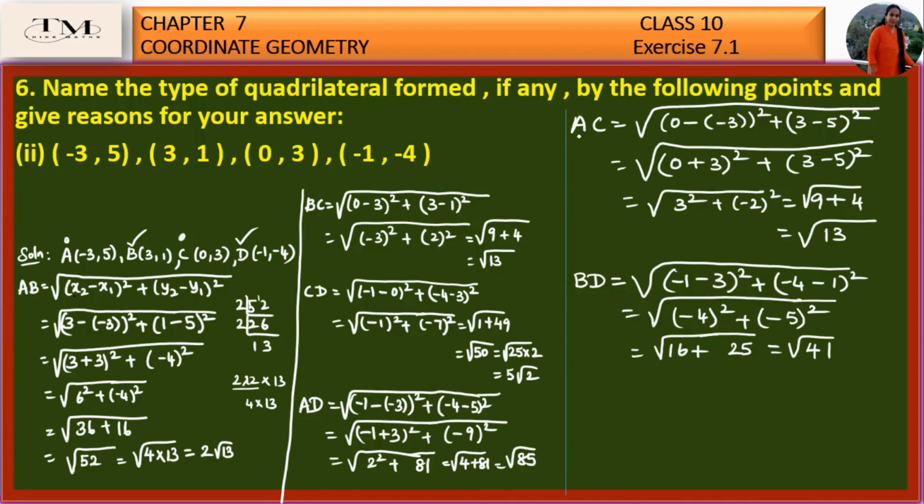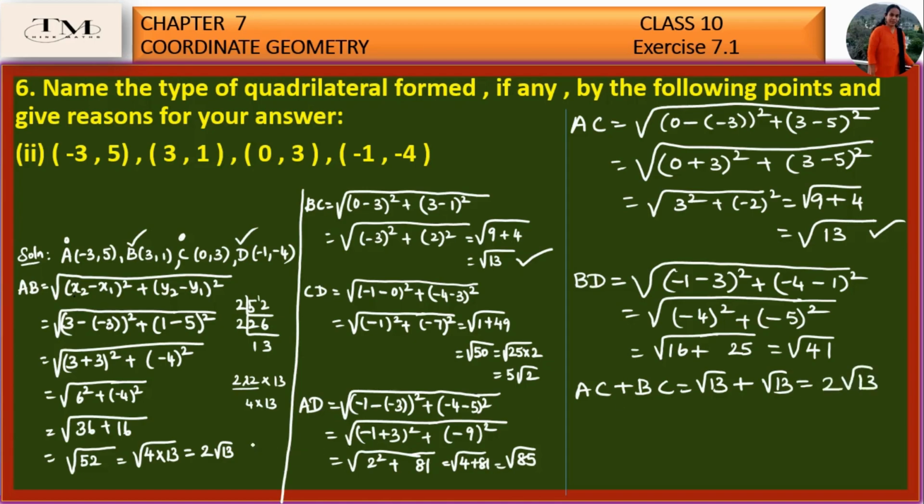If you check AC and another value, BC. So AC plus BC. AC is root 13. What about BC? It is also root 13. So root 13 plus root 13 is nothing but 2 root 13.